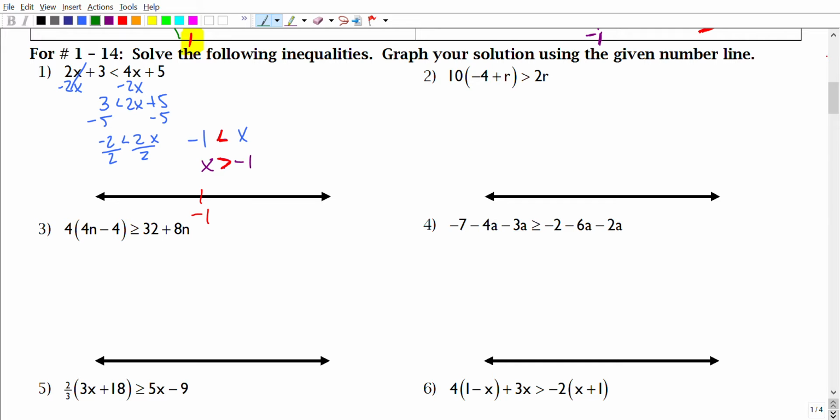Don't need a closed circle, just an open circle. And again, what are the numbers that are greater than negative 1? Everything to the right.